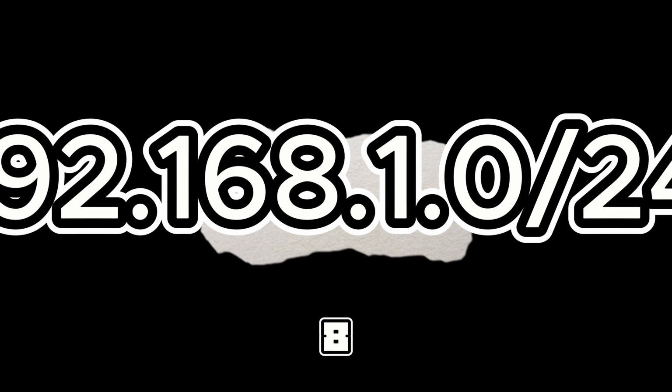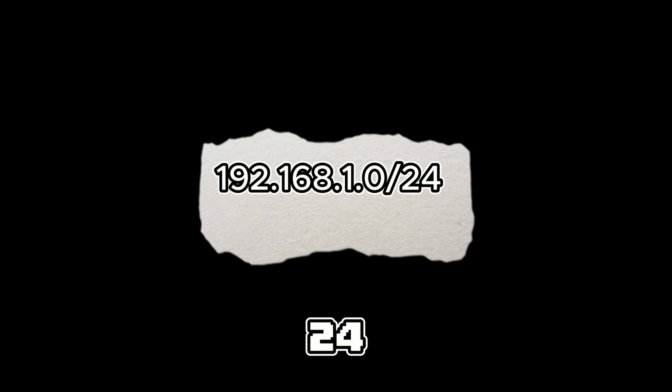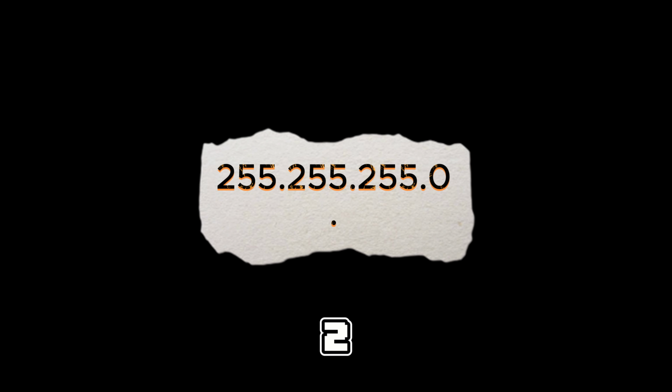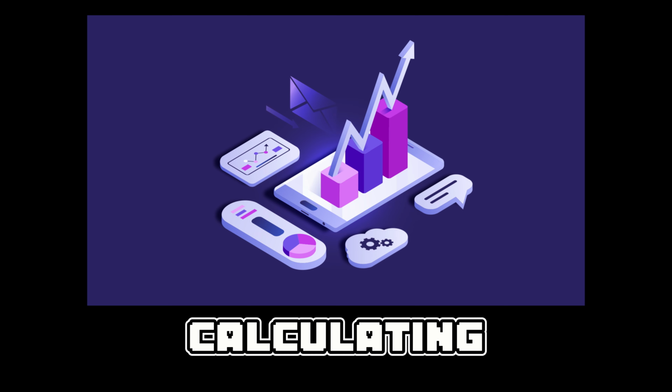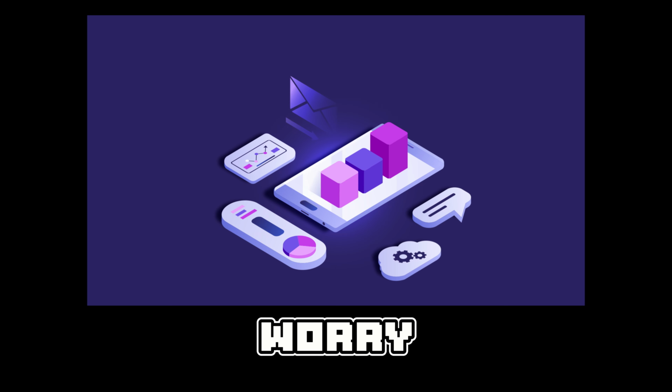For example, the IP address 192.168.1.0/24 means we're working with a network that has 256 addresses, from 192.168.1.0 to 192.168.1.255. The /24 is shorthand for the subnet mask, which in this case is 255.255.255.0. Subnetting helps improve performance, enhance security, and organize devices within a network. If calculating subnets feels overwhelming, don't worry. There are online tools like subnet calculators to help.